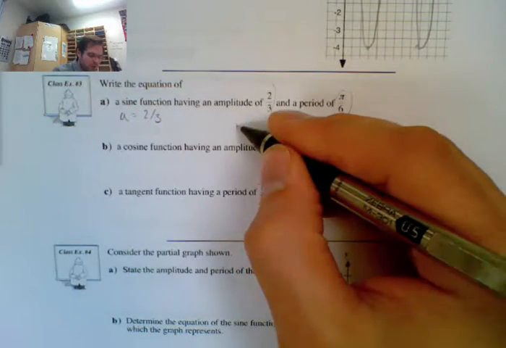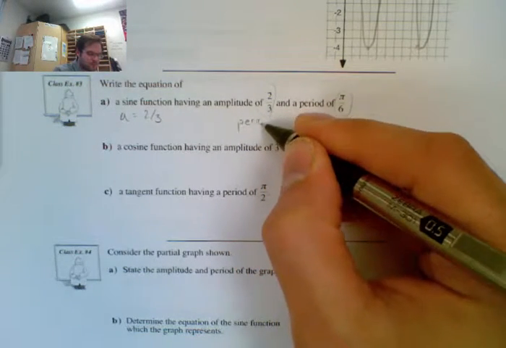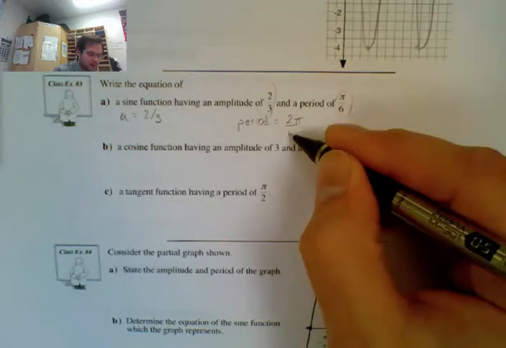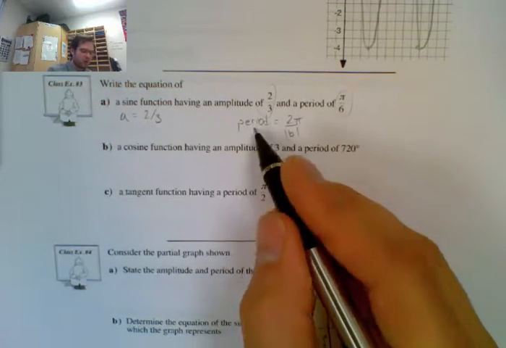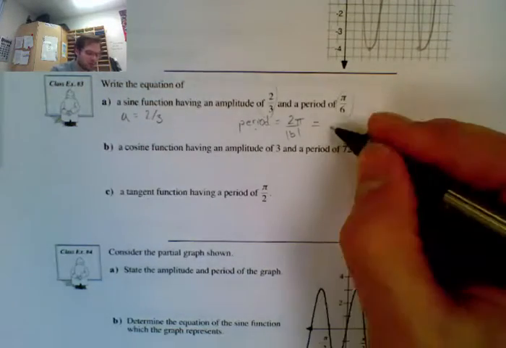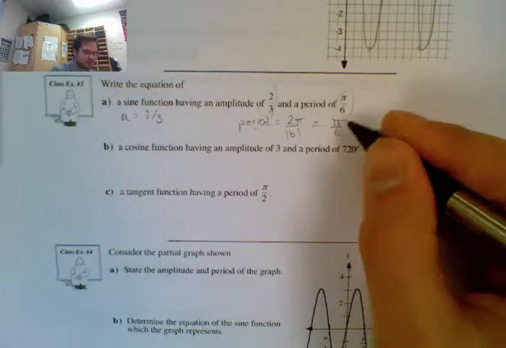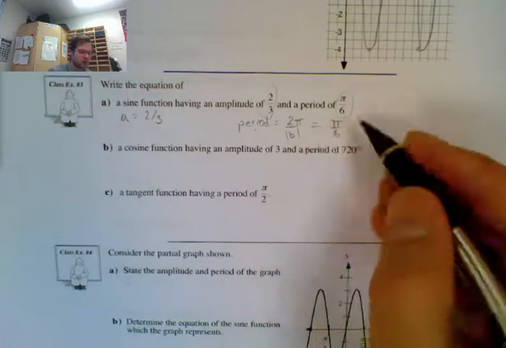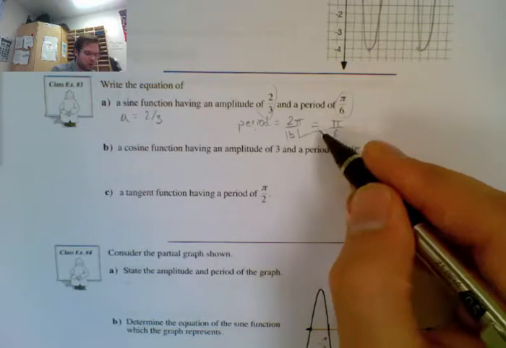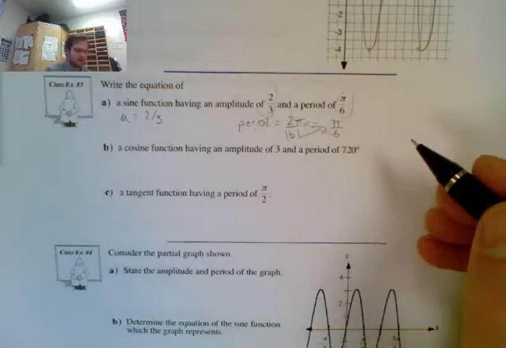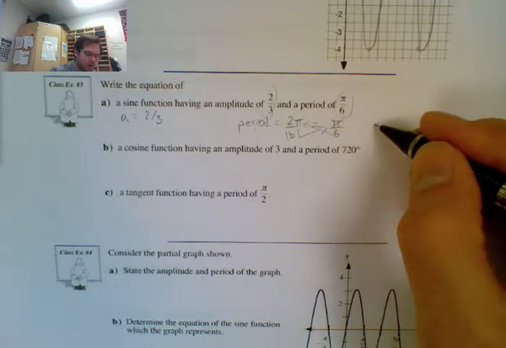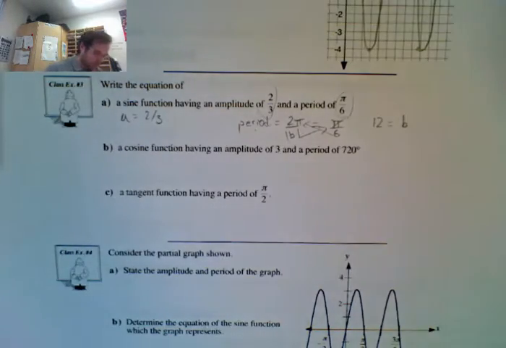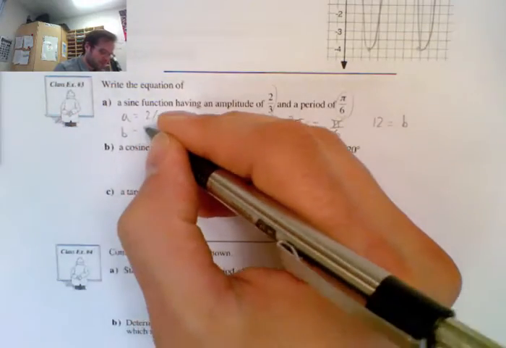So we know period is equal to 2 pi over b. Well, I know my period is pi over 6, which is equal to 2 pi over b. So now I'm just going to cross multiply here, and my pi's will cancel out. I'm going to get 12 is equal to b. Okay, so we have b is 12.